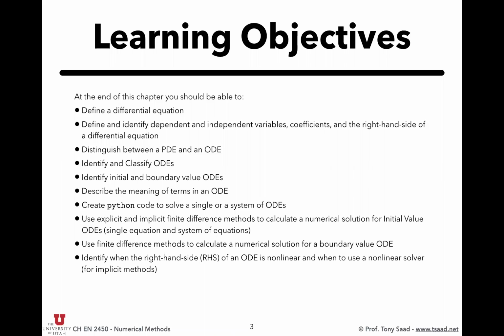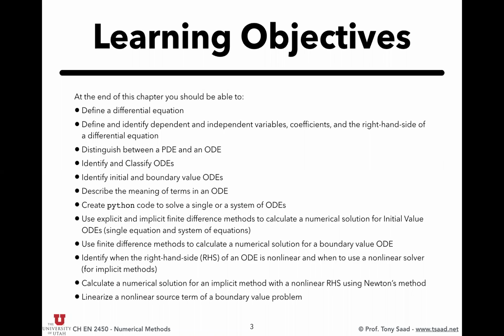Identify when the right-hand side of an ODE is nonlinear. Now you have familiarity with that based on what we did with regression. You can understand what is linear and what's nonlinear. And calculate a numerical solution for an implicit method with a nonlinear right-hand side. This is going to bring in Newton's method, which we covered in the last chapter. And finally, linearize a nonlinear source term for a boundary value problem.